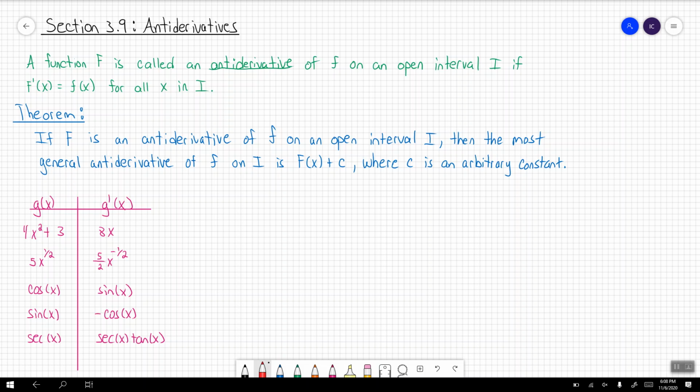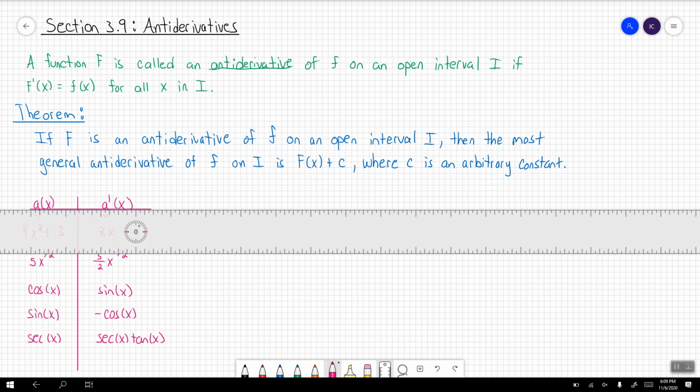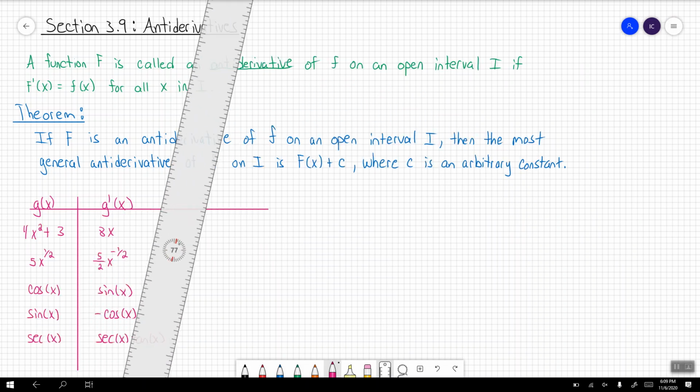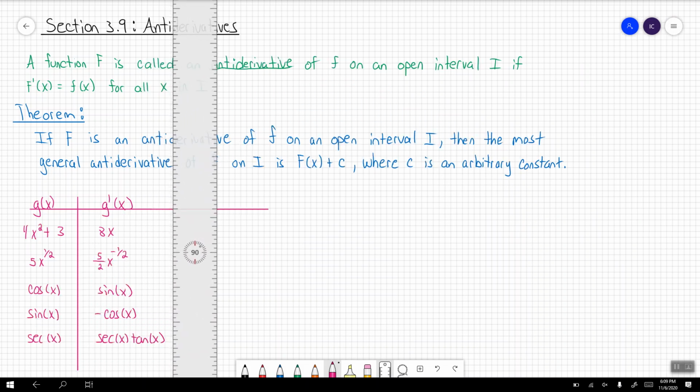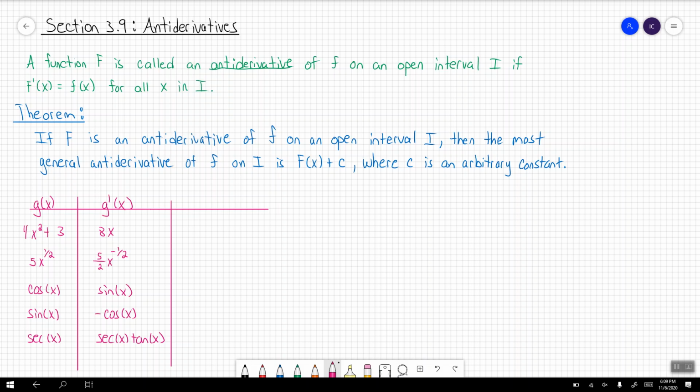Now, in order to illustrate this, I have a few functions down below on your screen that I've labeled g of x, and I've gone ahead and taken their derivatives as well. You're going to see here that when you take the derivative of the initial function 4x squared plus 3, then you get 8x. However, the process that we are going to be looking at is that we want to keep taking those antiderivatives, just by looking at the function that is presented to us as a derivative. And this antiderivative is going to be the function g of x plus some constant.